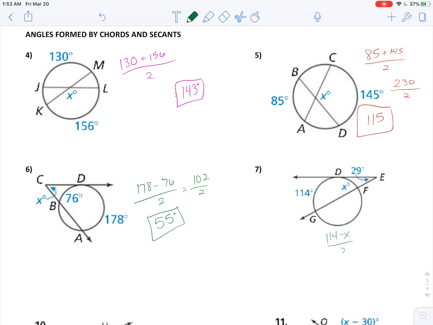All right, now we're going to do the same setup here. So 114 minus X over 2 is 29. And like I said in that hint, let's get rid of that fraction first. How do I get rid of dividing by 2? It's the opposite of dividing by 2. Well, it would just be multiplying by 2. 114 minus X equals 58. So X must be 56.